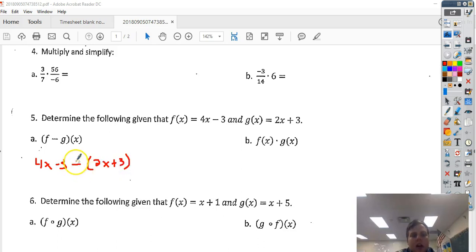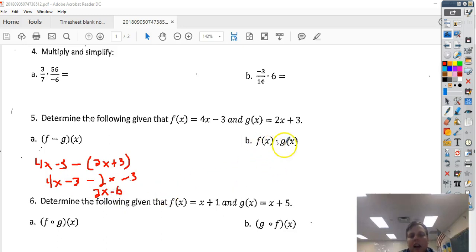Okay. Now remember, I put the minus sign in parentheses. The function g in parentheses, I'm subtracting the whole thing, so then I get 4x minus 3 minus 2x minus 3. Now I put like terms together. 4x minus 2x is 2x. Negative 3 minus 3 is negative 6. So I get 2x minus 6.